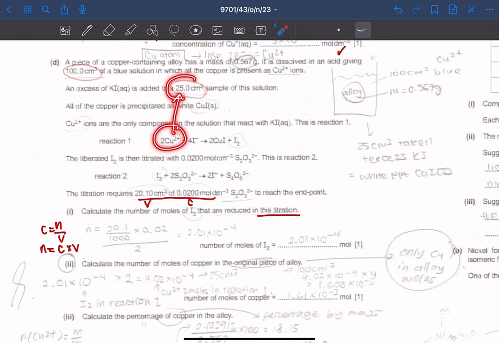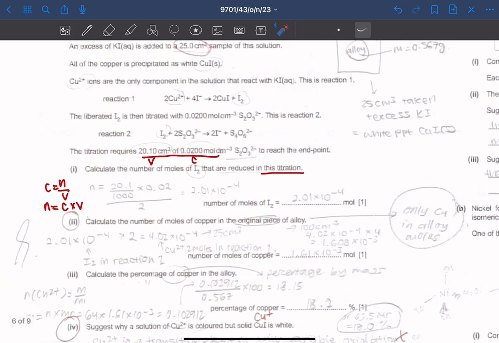which is in terms of a volume of 25 cm³. We want to find the alloy, which is in 100 cm³. So 25 to 100 cm³, we would multiply it by 4. So the mole of Cu²⁺ times 4 will form 1.608 times 10 power negative 3, which is the number of moles of copper in the original alloy, which is in the 100 cm³ volume. So we get 1.61 times 10 power negative 3.